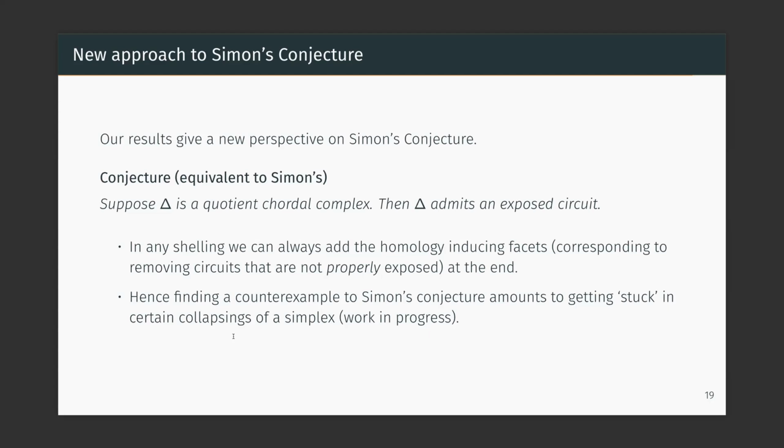So let me just focus on this last bullet point here. What this is saying is that if you want to find a counterexample to Simon's conjecture, it amounts to finding a collapsing of a simplex with certain conditions that gets stuck. And that is actually kind of an industry. People think about collapsing simplices in ways that get stuck, or what are the obstructions to collapsing? And so this is something we're thinking about now.